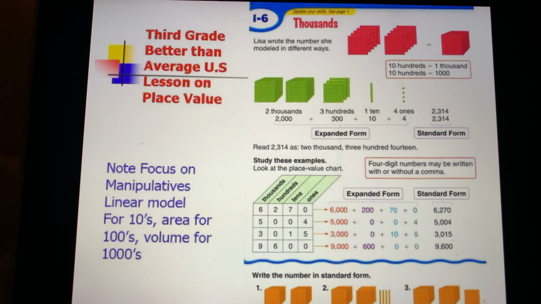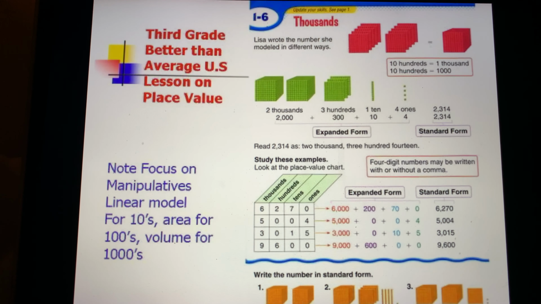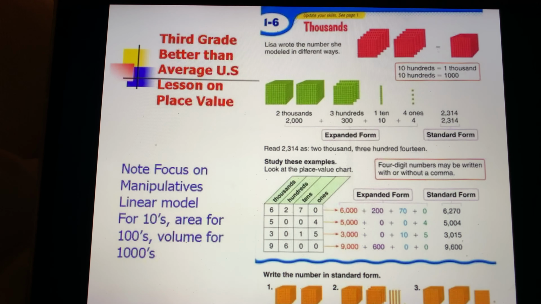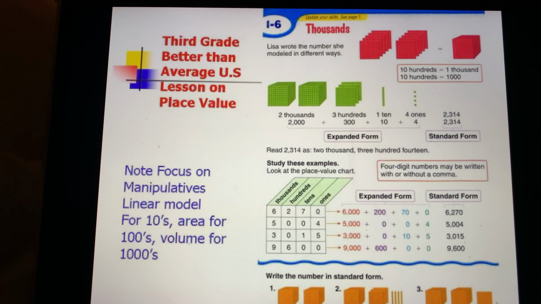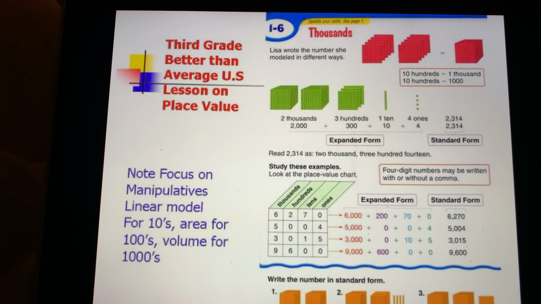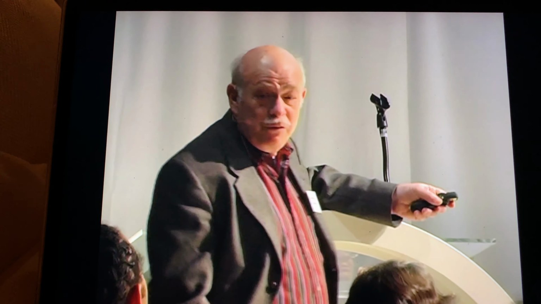Well, 1 is a point. 10 is a line. 100's an area. So you've got this area, you've got this volume. What are you going to do for 10,000? I don't think the kids are going to understand a tesseract. And there are other problems with this thing. The confusion, the same confusion we saw before, is evident in this lesson.